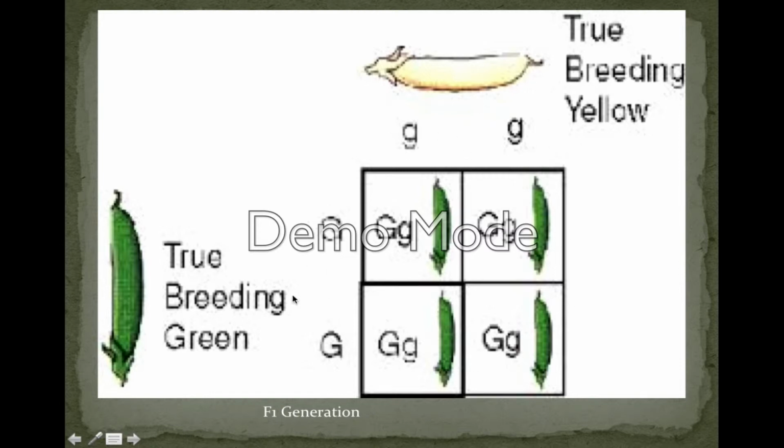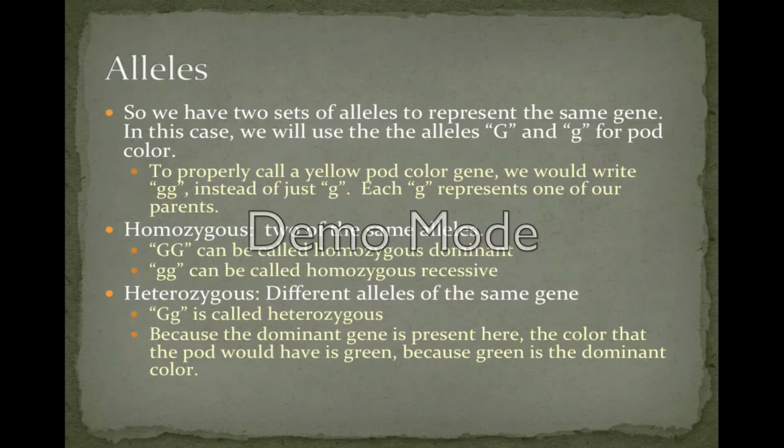And then this is the cross. And this is how it comes about. This is why the F1 generation all came out green. Now, we have two sets of alleles to represent the same gene. In this case, we will use the alleles capital G and lowercase g for pod color, just like before. So to properly call a yellow pod color gene, we would write lowercase g lowercase g instead of just one lowercase g. Each g represents one of our parents.